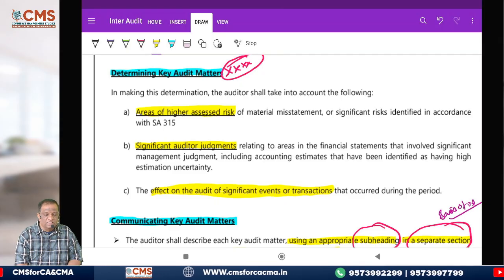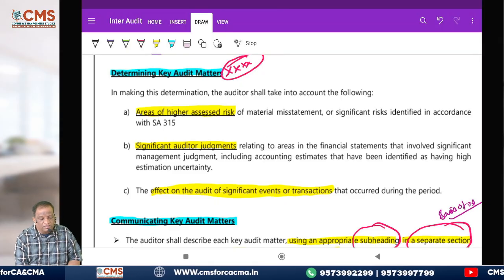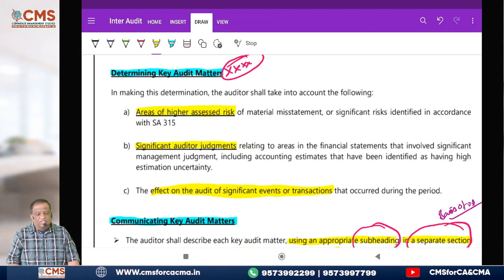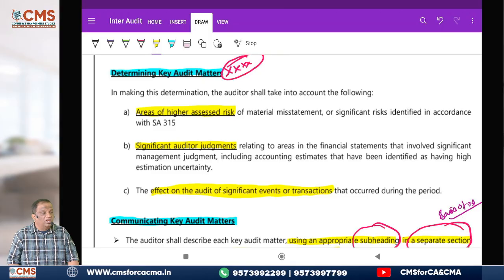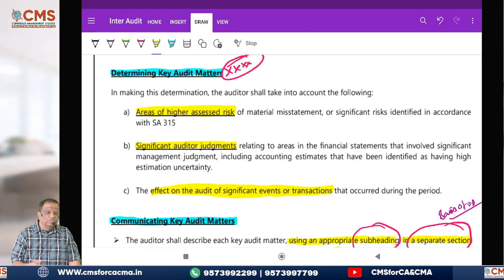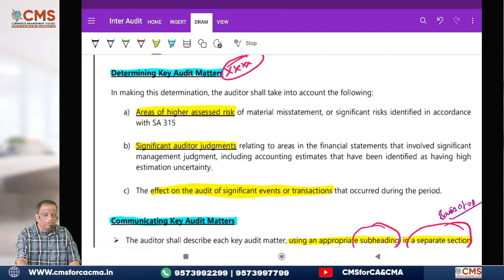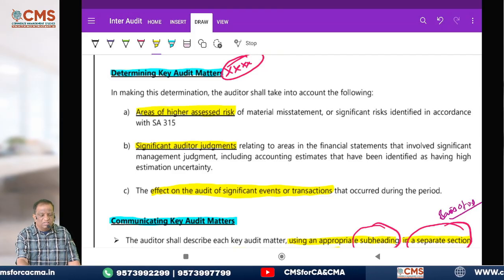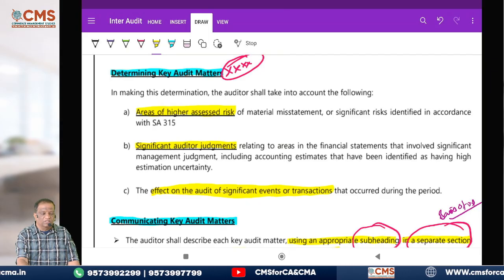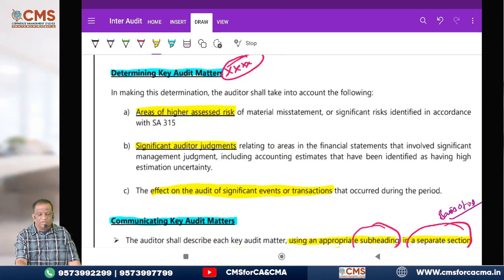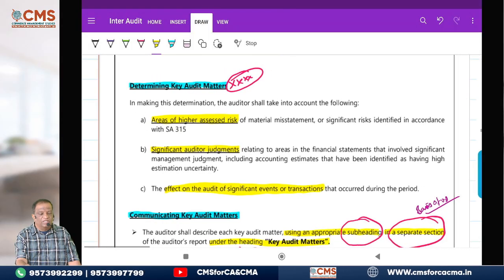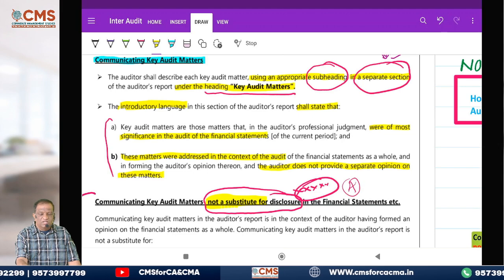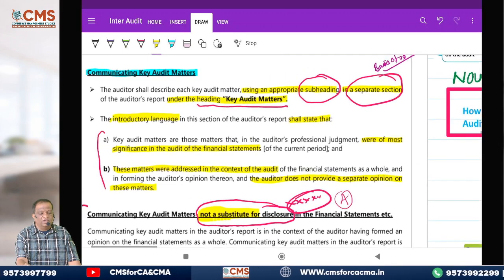And the third one is the effect on the audit of significant events or transactions, that is wherever there are any events that had happened and which are having a significant effect on the audit, that also he wants to talk about. So determining key audit matters, 3 things: high risk of material misstatement, significant auditor judgment, and significant events impacting the audit. These 3 points will help the auditor in knowing whether it is a KAM. Moving to the further point, communicating key audit matters.